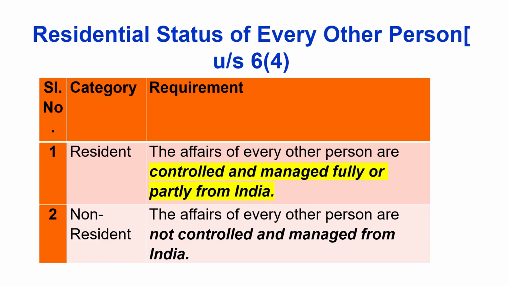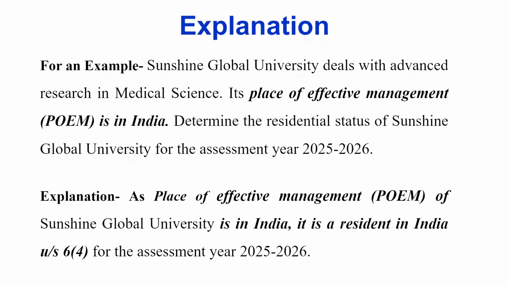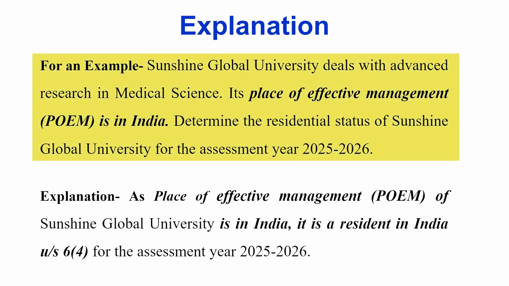So, controlled and managed are important over here. Let's see an example. Here, Sunshine Global University deals with advanced research in medical science. Its place of effective management is in India. We need to determine the residential status of Sunshine Global University for the assessment year 2025-26.